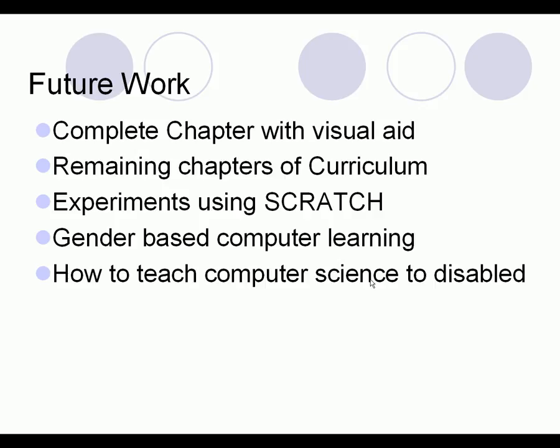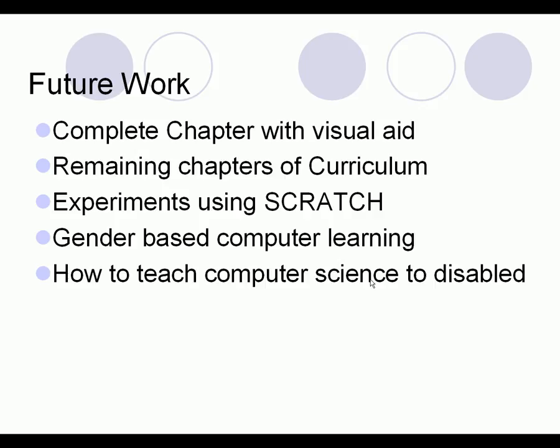The future work that we would do, if given the chance, would be to complete the rest of the chapters. There were about 10 to 12 chapters. We only wrote 1 chapter on logic and conditions. The remaining 11 chapters, I think, would be useful in taking this concept further. We could conduct experiments using Scratch, to see whether it's of any help in the classroom, given a graphical representation of loops and conditions and so on.